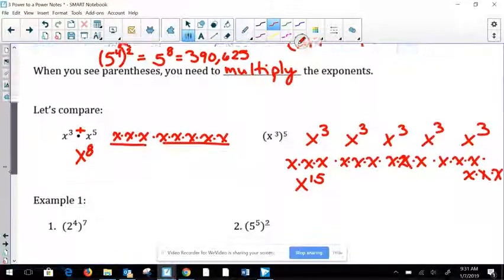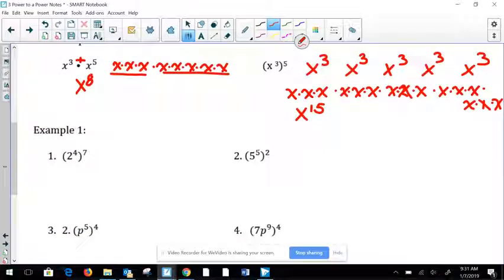So let's look at our first example. 2 to the 4th raised to the 7th power. What is 7 times 4? Great, it's 28, so it's 2 to the 28th power. That will give us a rather large number, so we can just leave it as 2 to the 28th power. Again, 5 to the 5th raised to the 2nd power. What's 5 times 2? It's 10, so it's 5 to the 10th power. Again, that's a rather large number, so we're going to leave it as it is.